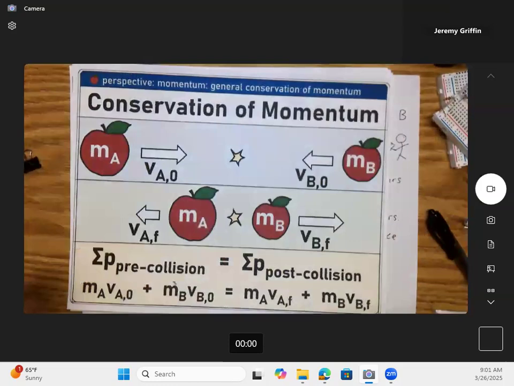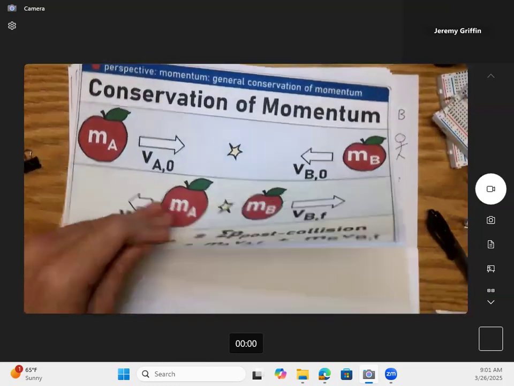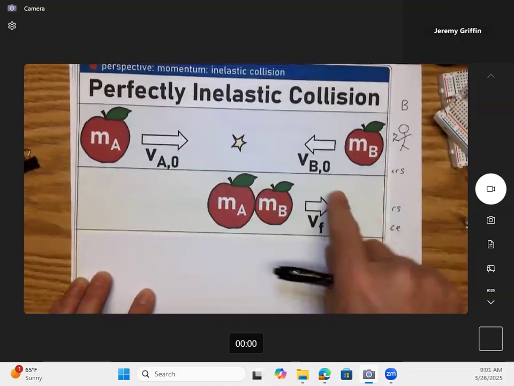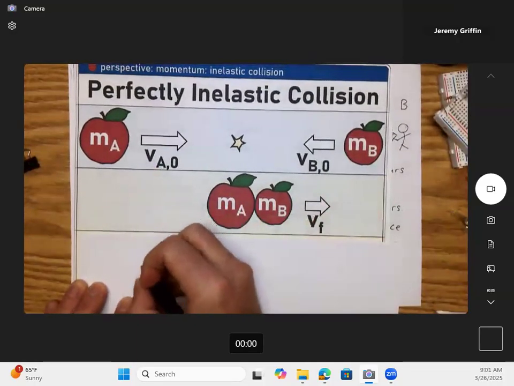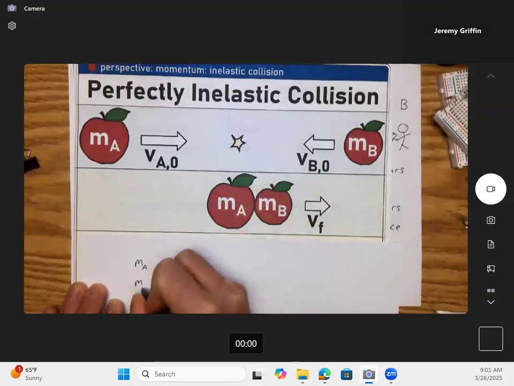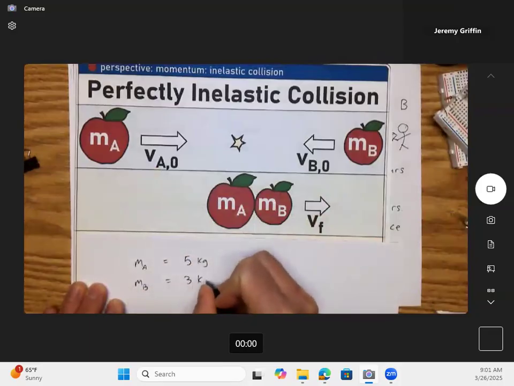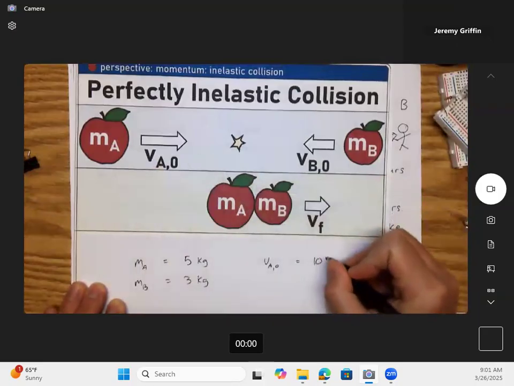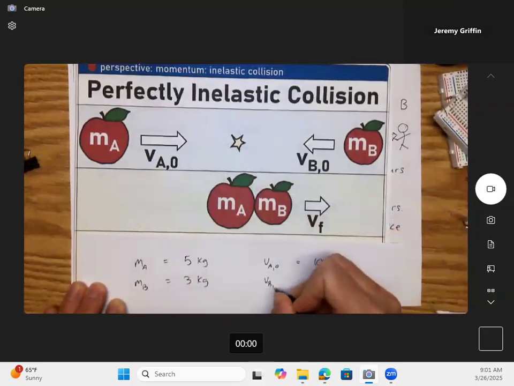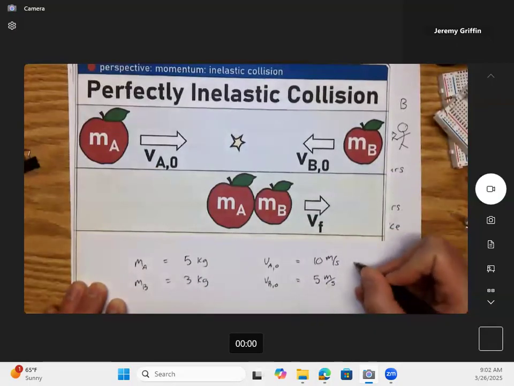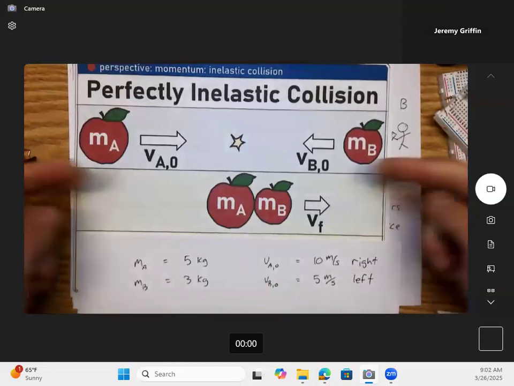So let's do a perfectly inelastic collision. Let's do a calculation here. What if I give you mass A is say 5 kilograms, mass B is 3 kilograms, velocity A initial is like 10 meters per second to the right, velocity B initial is let's say 5 meters per second. I'll call this to the right, I'll call this to the left. So right and left, just like my picture shows.